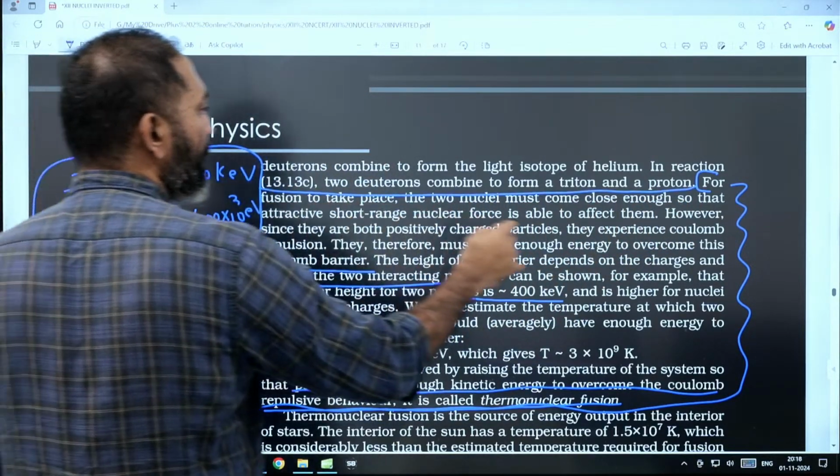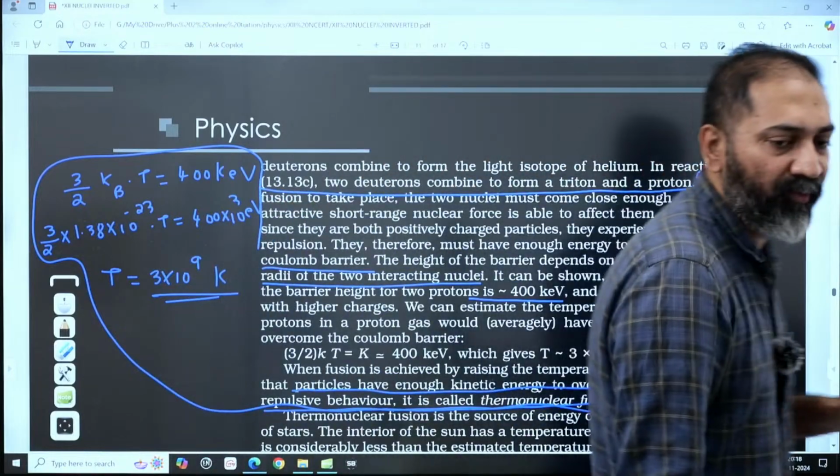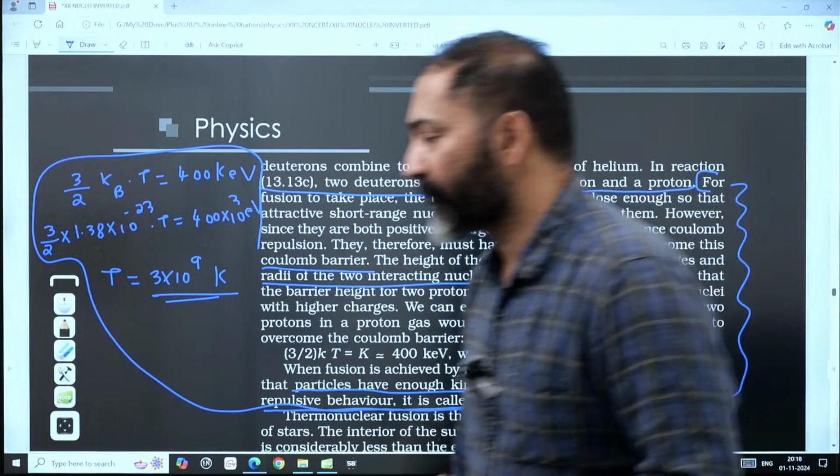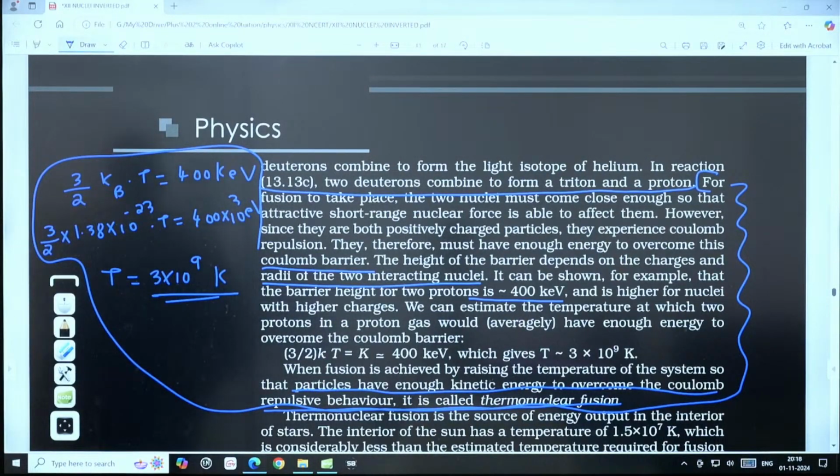This is important for your entrance and also for the board exam. So this proves that fusion occurs only at a very high temperature.